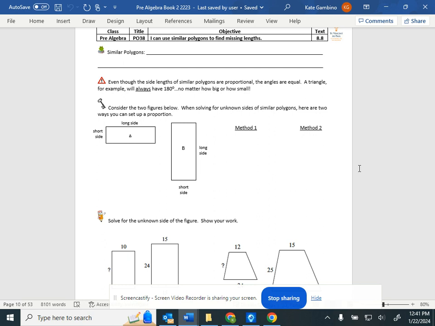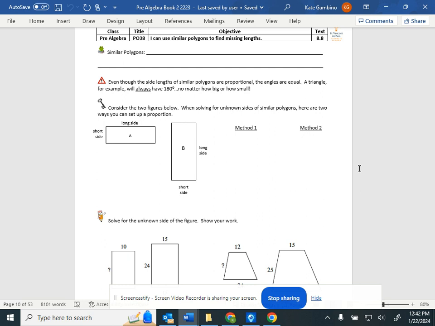So let's really focus on our last objective. It is a PO. It is important. They're all important, but those power objectives you have to master. So today we're doing things a little bit differently, but it's still with those proportions. So we are using similar polygons to find missing lengths. So instead of doing stuff in real context, now we're using the polygons.